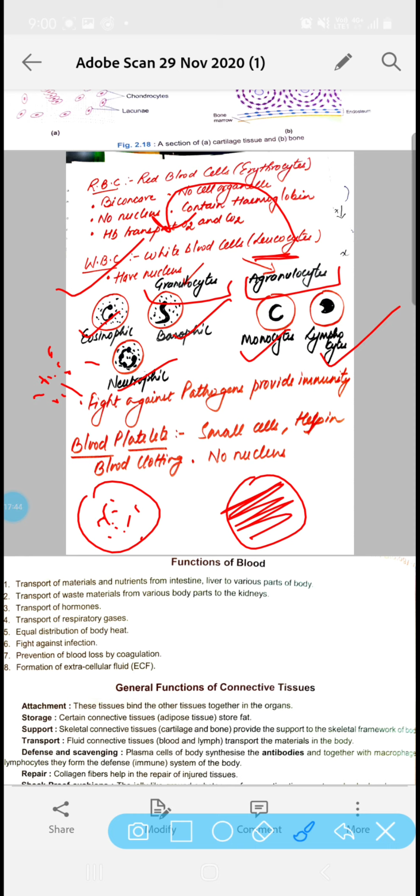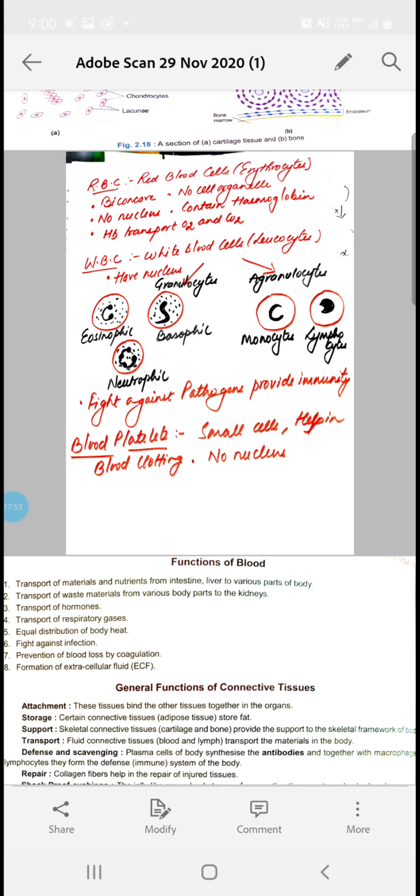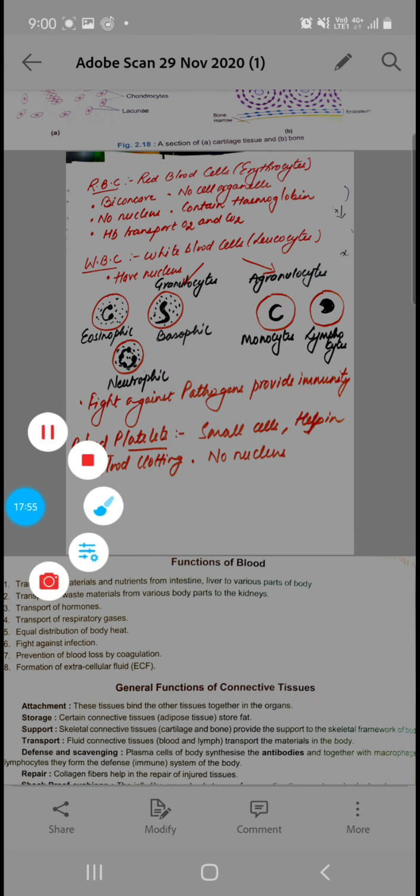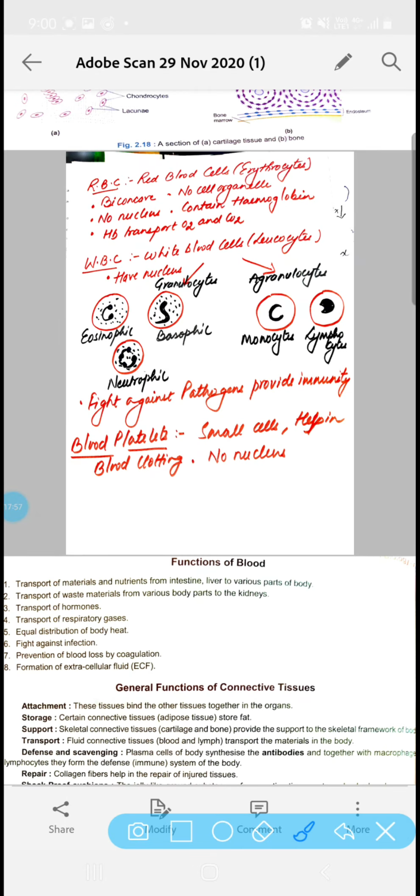Now eosinophils, they take color in acids, basophils, they take color in bases, and neutrophils remain neutral. Another difference between all these three is the shape of the nucleus. In eosinophils, the nucleus is bilobed. In basophils, it is S-shaped, and in neutrophils, it is multi-lobed. Okay, so those are the main differences between eosinophils, basophils and neutrophils.